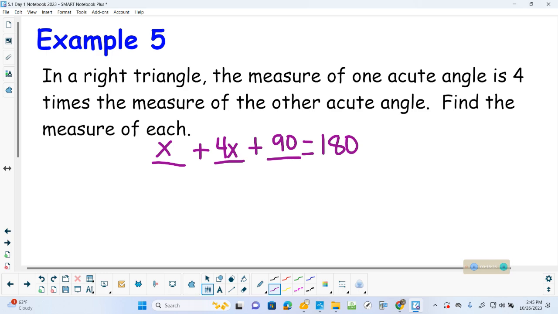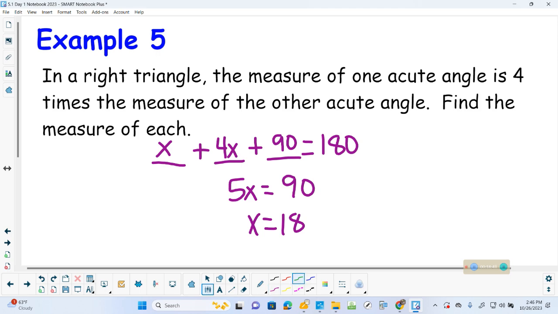Well, that's easy to solve. 1x plus 4x, 5x. Let's subtract 90 off. In your calculator, 90 divided by 5. Punch it in. What do you got? 18. Okay. Now let me see if that's all they want. Let me read it. Find the measure. Oh, okay. Measure of each angle.